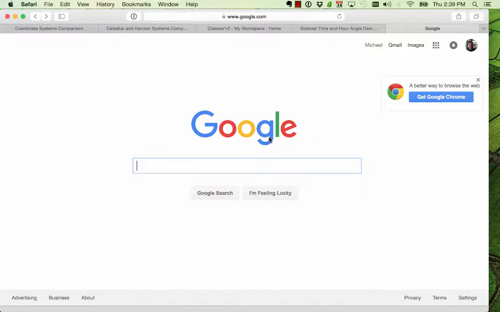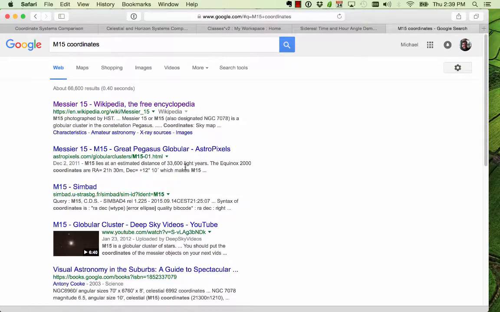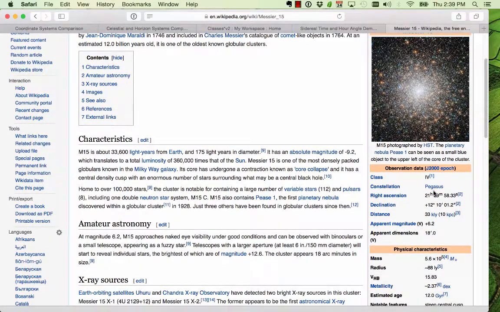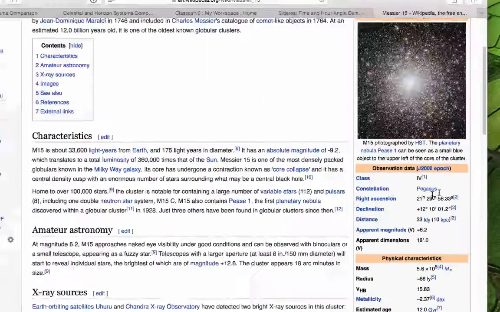Let's say it's September 22nd, the fall equinox, and we want to observe the globular cluster M15. So I need its celestial coordinates. I need its right ascension and declination. There are lots of places to get that information. If I just go to Google and type in M15 coordinates, you can see here is Wikipedia, and Wikipedia sometimes has astronomical information about various objects. So here's right ascension 21 hours, 29 minutes, declination plus 12 degrees, 10 arc minutes.